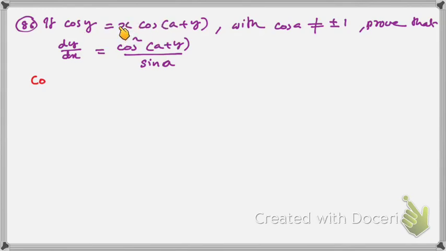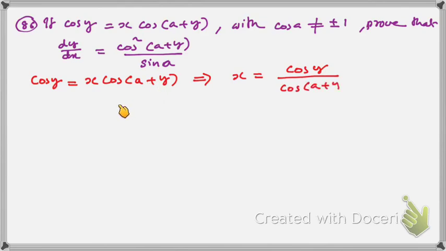The question should be only in terms of y. x is equal to f of y. How would I do that? I will keep x here and divide both sides by cos of a plus y. So I'm going to make my question as x is equal to f of y. I shift cos of a plus y to the other side, so it becomes x is equal to cos y divided by cos of a plus y.